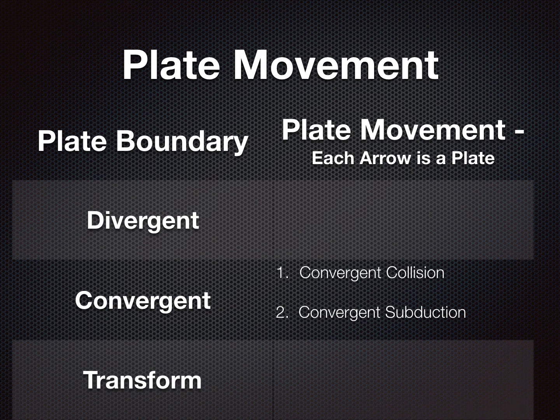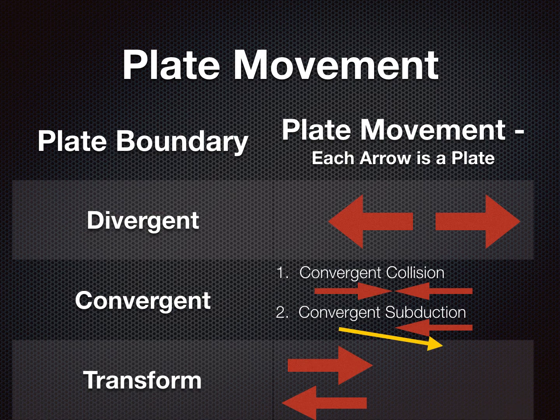Next thing you're going to do is build this chart in your notes. There's plate movement. On the left side, you're going to talk about plate boundaries: divergent, convergent, transform, the different boundaries. And now we're going to talk about movement. And we're going to do that with arrows. So when you draw this, you have to know that for convergent boundaries, each arrow stands for a plate.